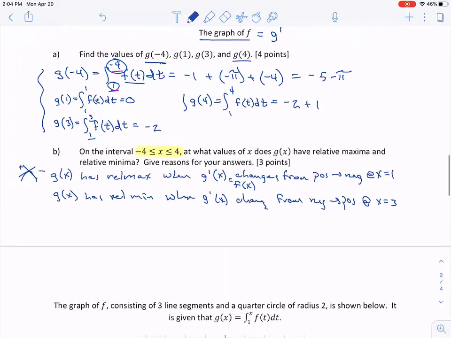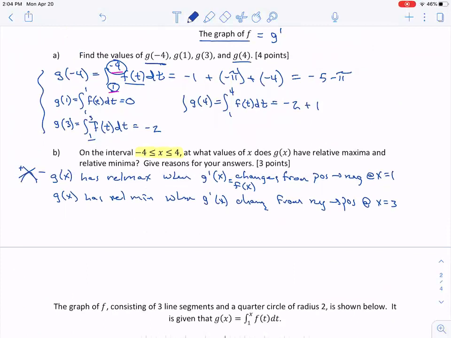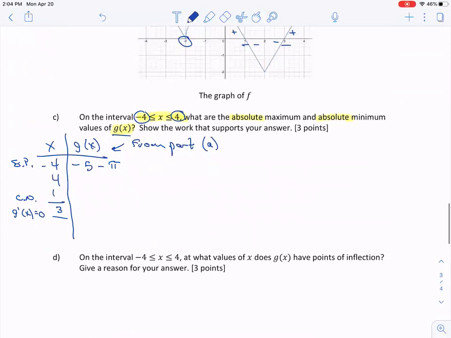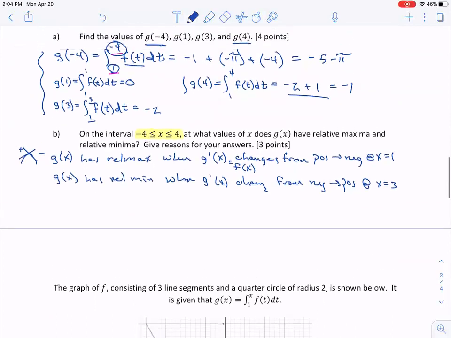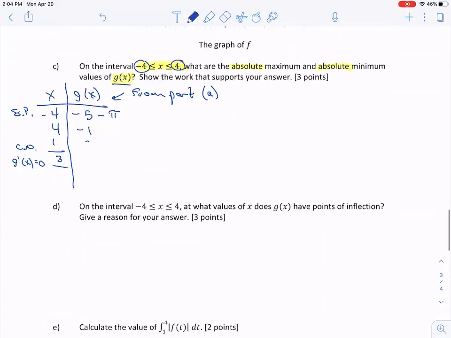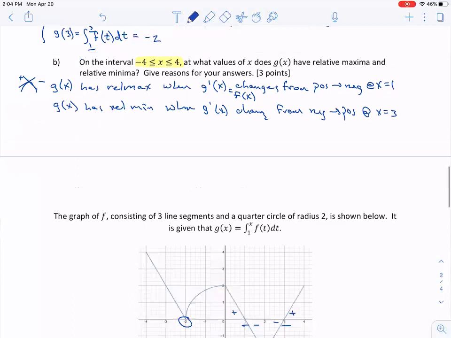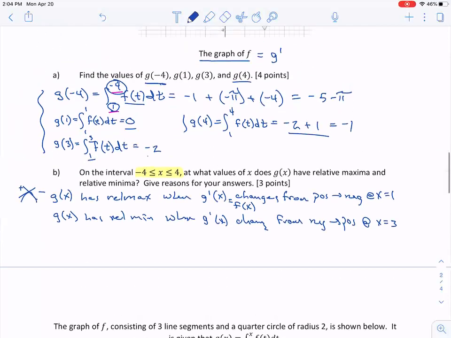G at 4 looks like it's going to be -1. G at 1 is 0. And G at 3 is -2.